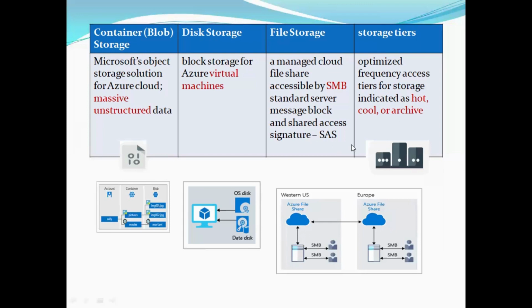Next is storage tiers. We have hot, cool, and archive tiers. Hot is used when the data is frequently accessed. Cool is used when your data is not accessed frequently. Archive is the lowest tier where the data is very rarely used, but the cost to retrieve the data in archive is very high.